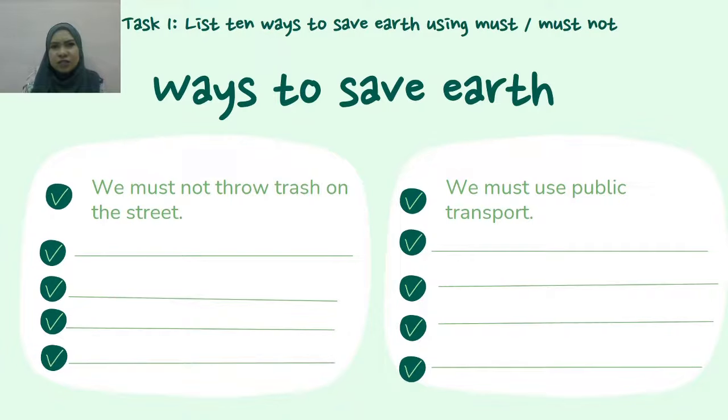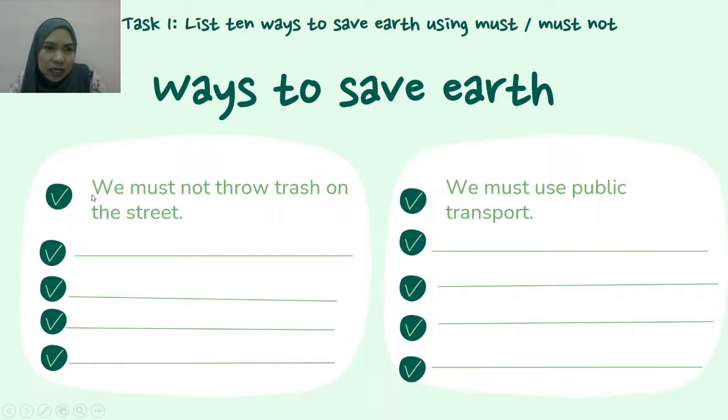Okay, let's continue for our last part for today, that is the homework. The first task that you have to do, task 1: list 10 ways to save earth using must or must not. Okay, ways to save earth. Number 1, we must not throw trash on the street. We must use public transport.